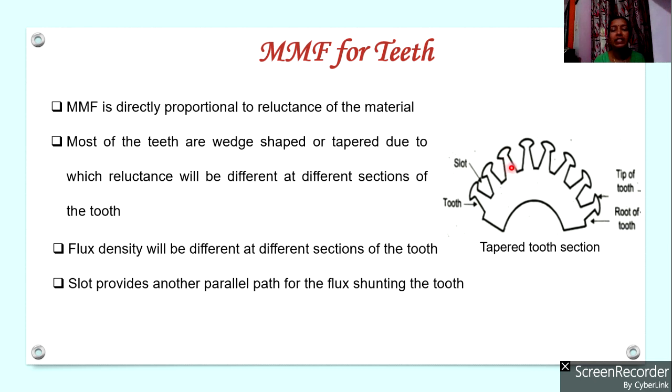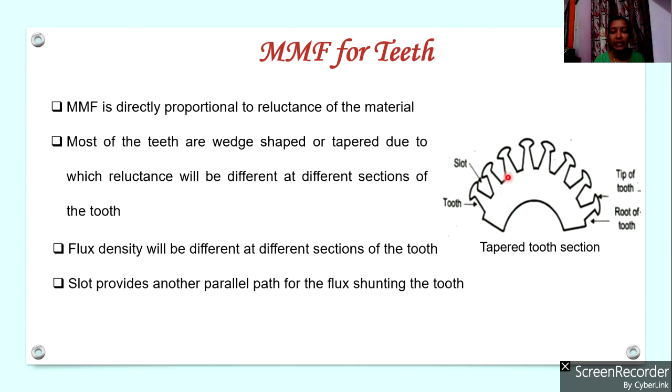As the area is different, this tooth will be having different reluctances at different points. As the reluctance is different, its mmf will also be different at different points. Why? Because mmf is directly proportional to reluctance of the material. So we cannot simply calculate the mmf of the teeth. It will be different at different points.